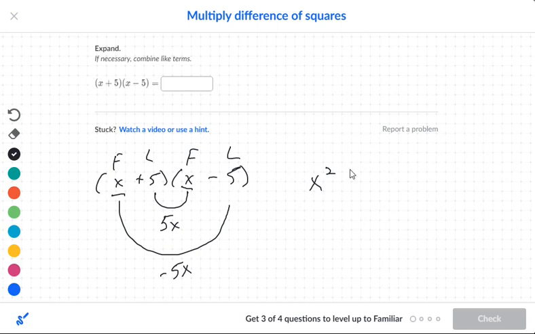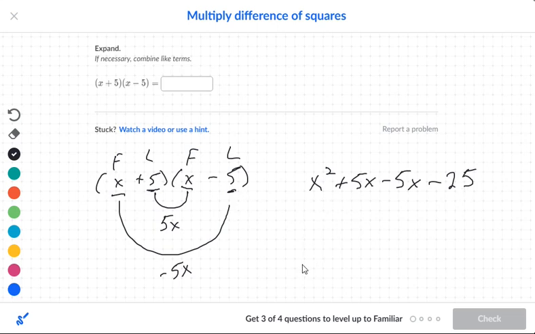So we'll come over here and write this as a positive 5x. That was your inside. Negative 5x was your outside. Last, we'll finish it up. We'll take 5 times 5 is 25. But right there is a negative sign, so we're going to say it's a negative 25.